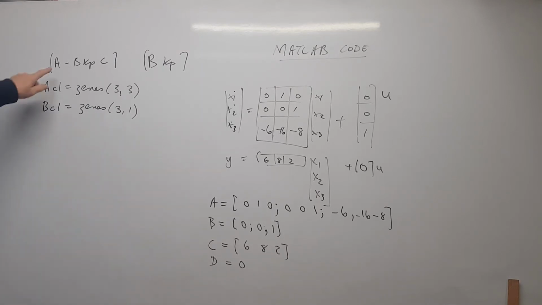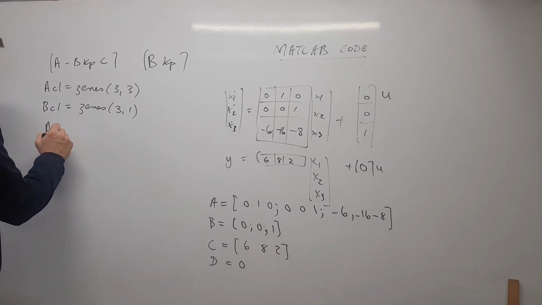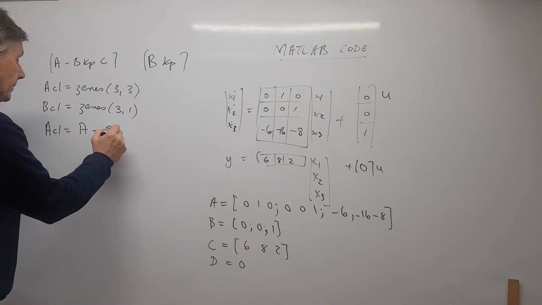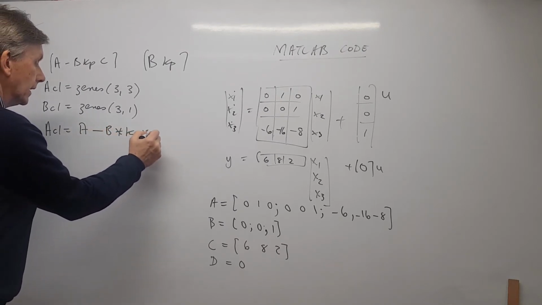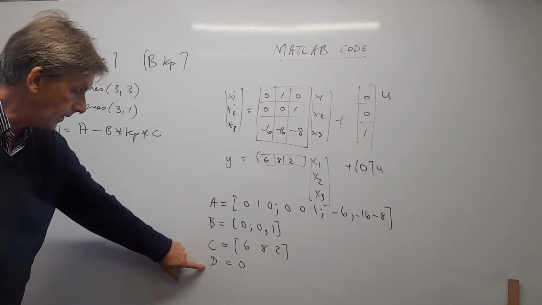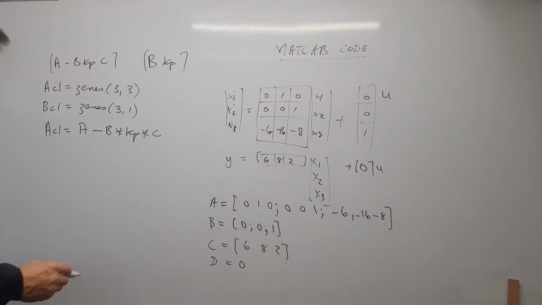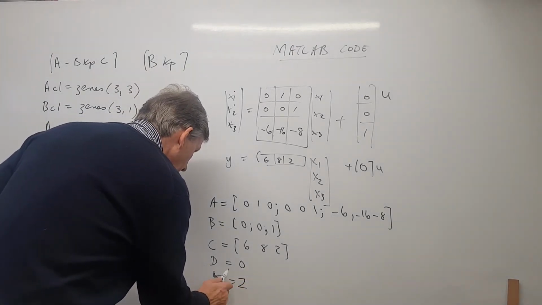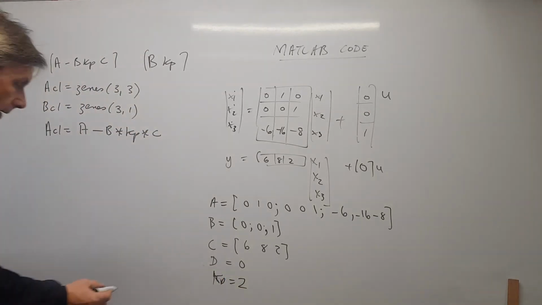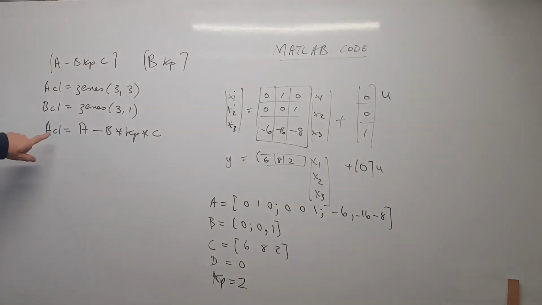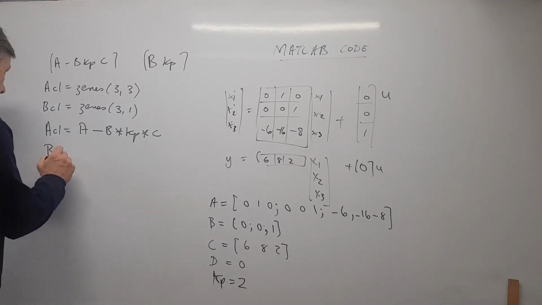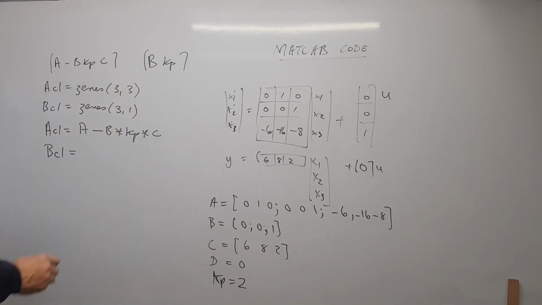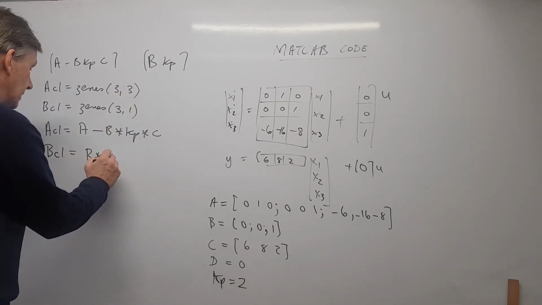And we've got this equation now, so we can put ACL equals A minus B times KP times C. So assuming now we've got these in already, all we need now is to put KP in. So if I put in here KP equals 2, which is what we're doing, KP is 2. It will now know what A, B, KP and C are, and so it'll work out ACL for me, giving me the closed loop A matrix. I can then put BCL, and that'll just be B times KP.